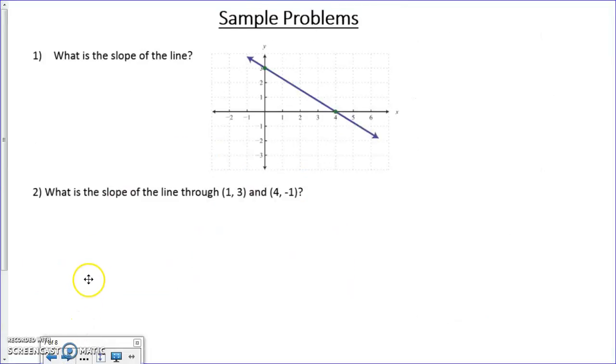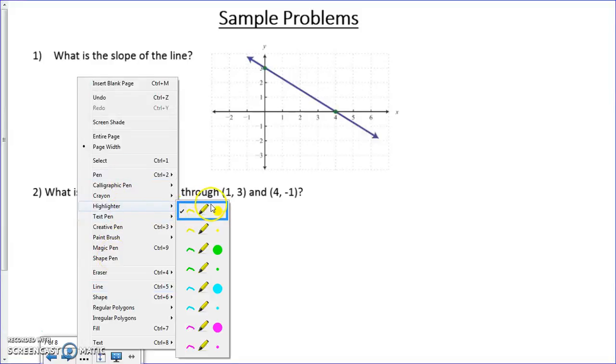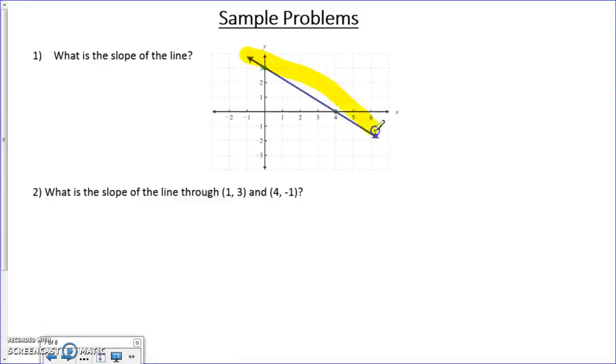So let's do some sample problems together. Number 1, what is the slope of this line right here? So here's the line, and we're going to go from this point to this point. So we're going to use the concept of rise over run. We're going to go 1, 2, 3 down, which would be -3 over 1, 2, 3, 4 to the right, which is positive 4.